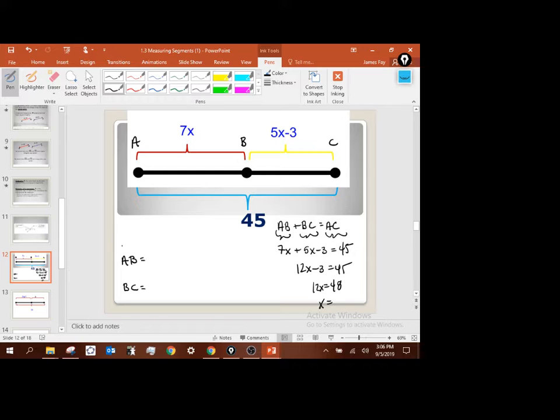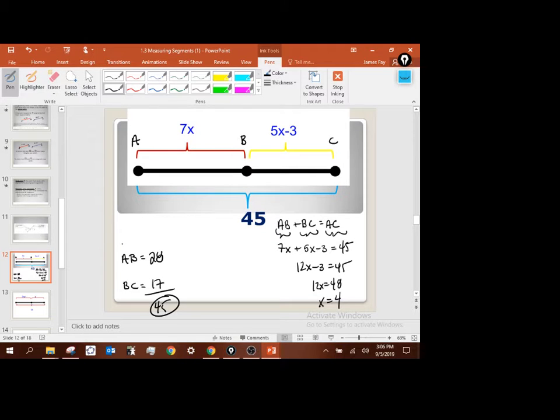X equals, did you guys get 4? X is 4. So what's AB then? 28, when you plug back in, and then what's BC? 17. If I add those together, do I get my 45? So it's my check, right? Everything up there, guys, except for that line right there, was algebra. Okay? And that's what I need you to understand.